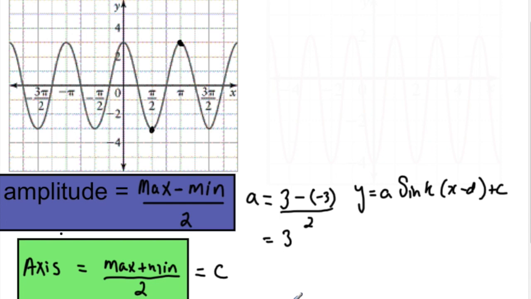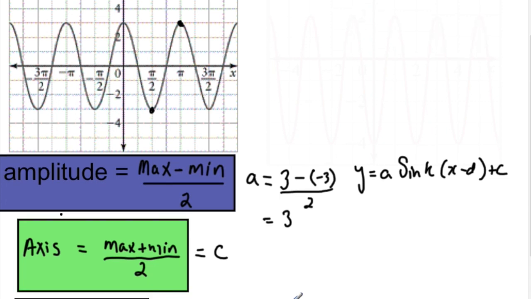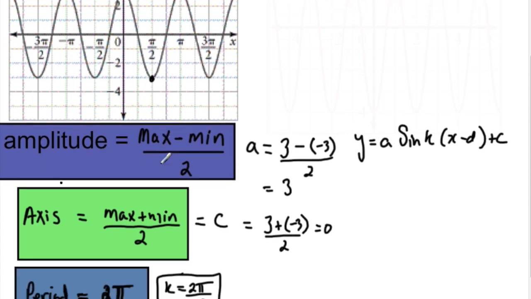The amplitude is 3. Okay, so for the axis, we'll add those together and divide by 2. So I'm going to take the max, which we know is 3, and I'm going to add negative 3, and I'll divide that by 2, and when I do that I get 0. So this one doesn't have a shift up or down. You can see that from the graph that the axis is right on 0. It's not been moved up or down.